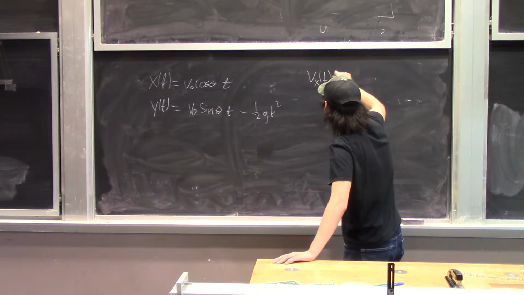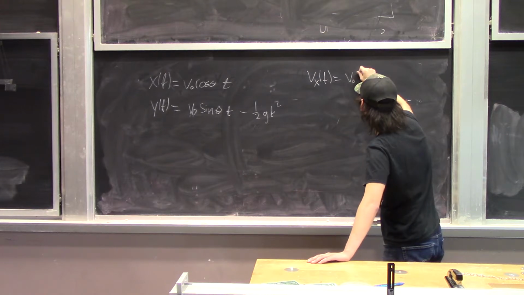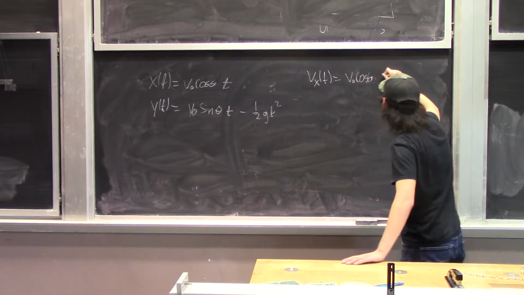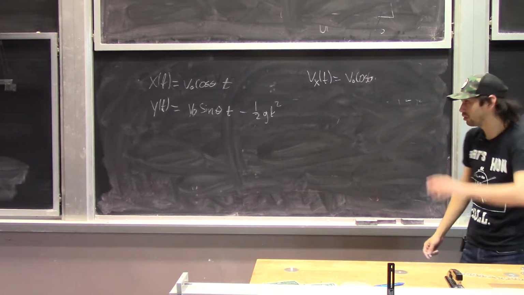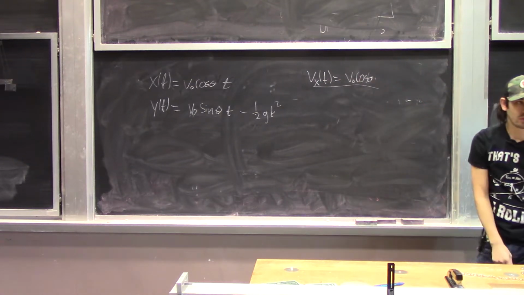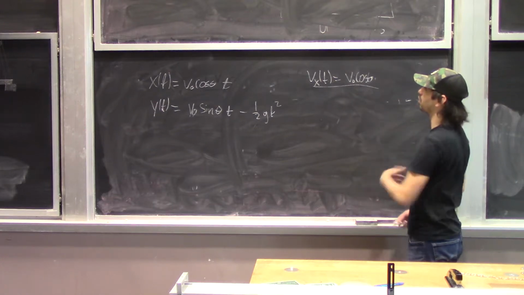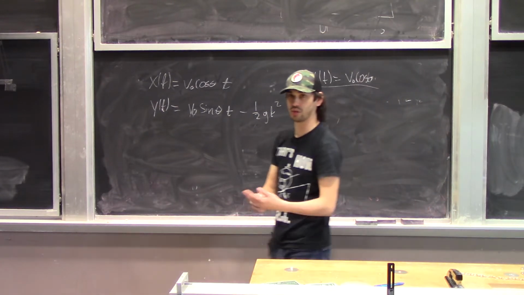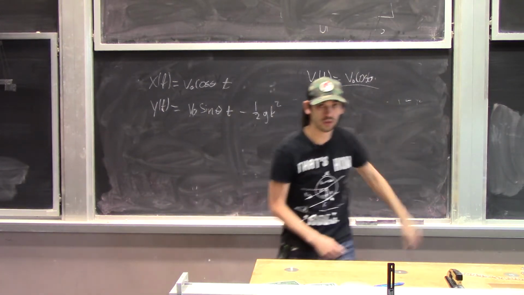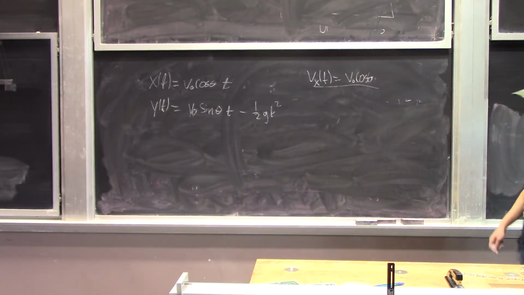Vx of t is going to be v0 cosine of theta minus nothing, right? This is just constant, right? And this should make sense to us when we're writing the equations like this, because we know there's no acceleration acting in x, and so this shouldn't change. It's going to stay the same. We set it initially to be v0 cosine of theta. It should stay v0 cosine of theta.